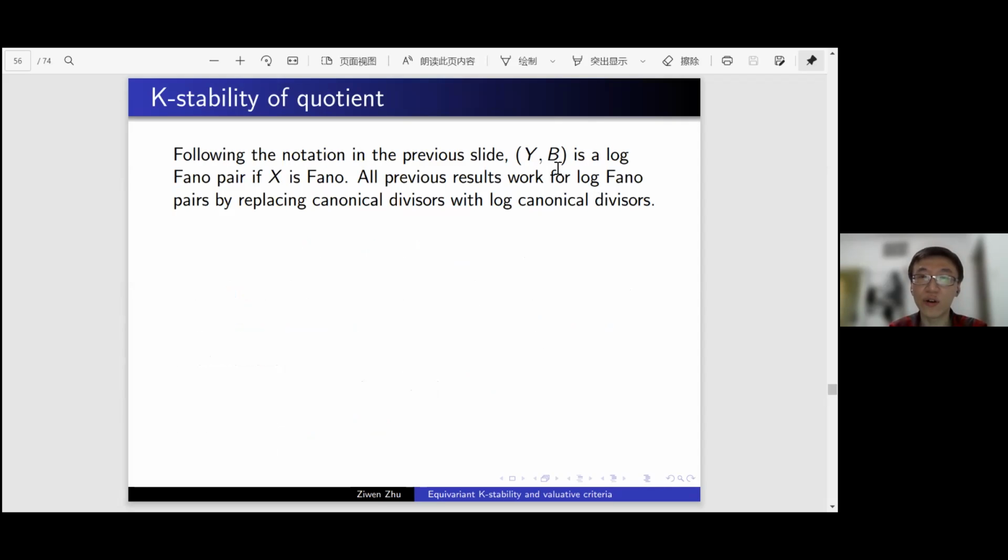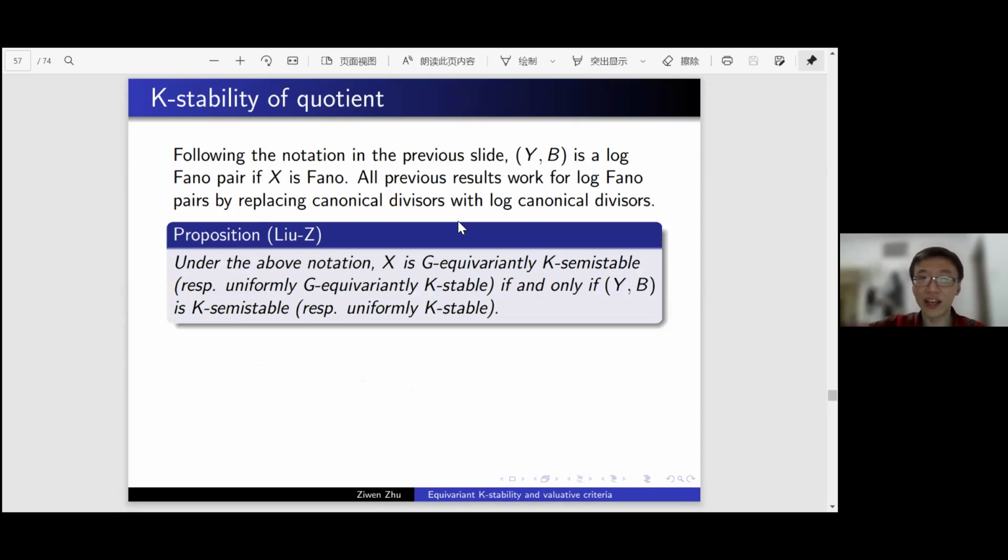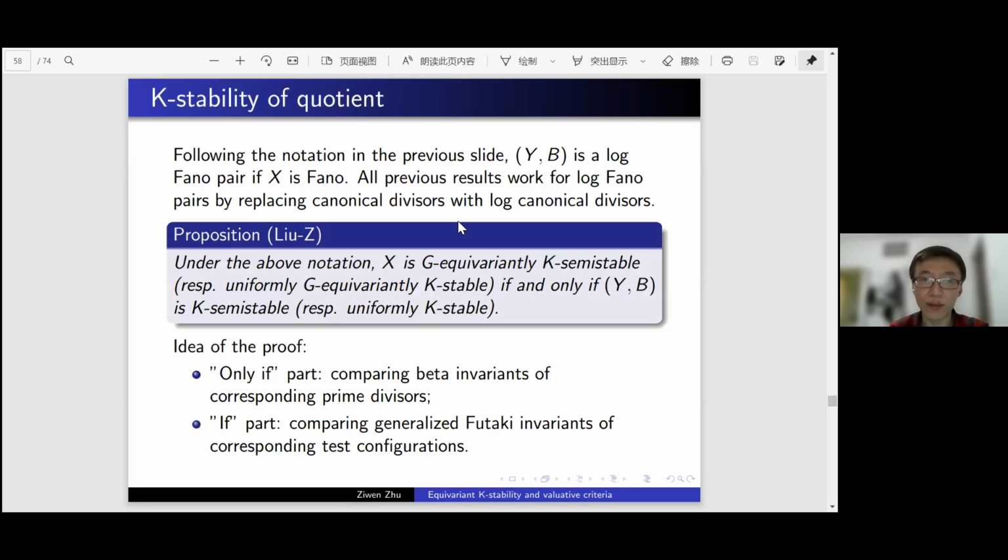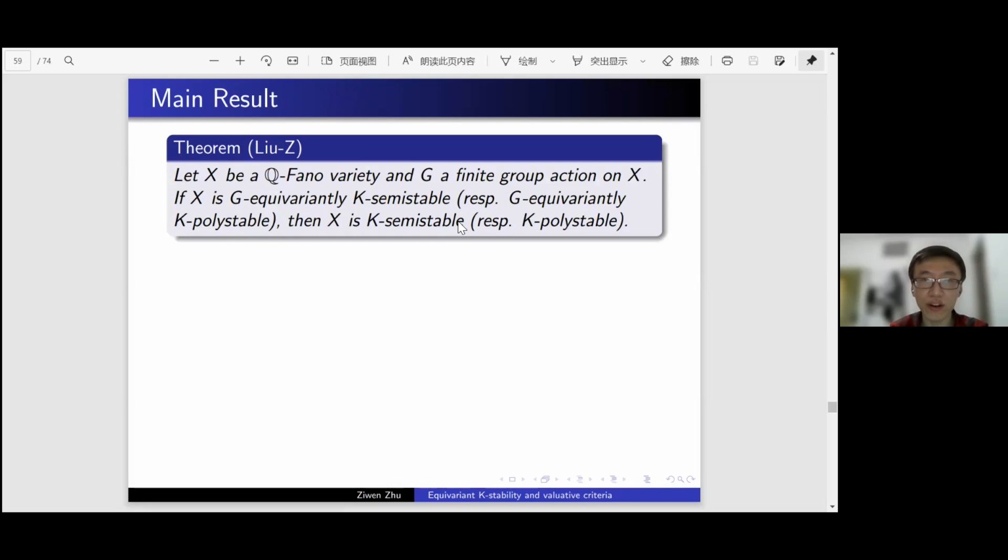And then we can also talk about the K-stability of the log Fano pair downstairs. And then we can have the relation between K-stability upstairs and downstairs. And this is exactly what we used when I talked about the examples previously about finite covers. And also, maybe let me skip this proposition and go to the main theorem here.